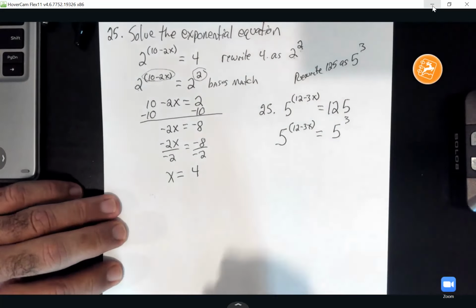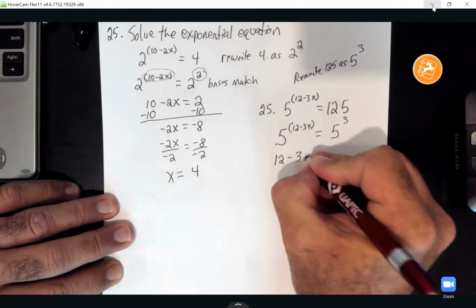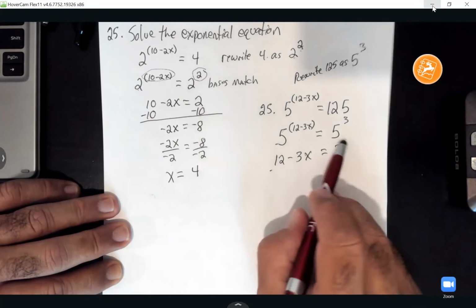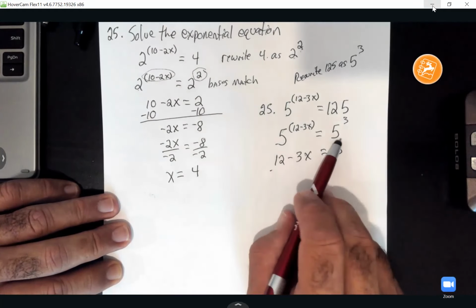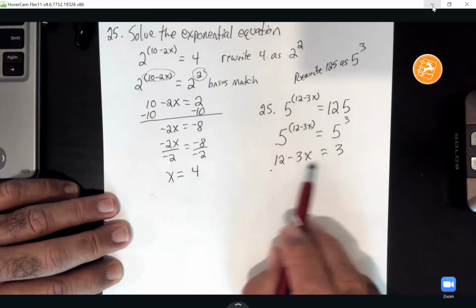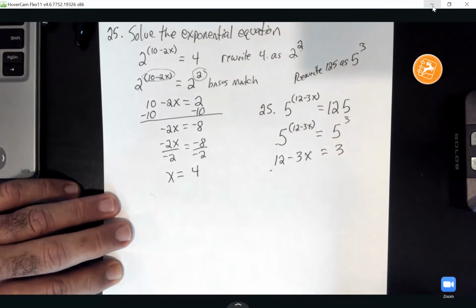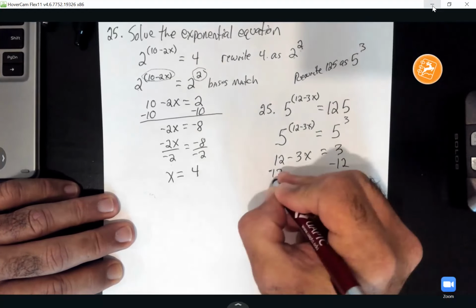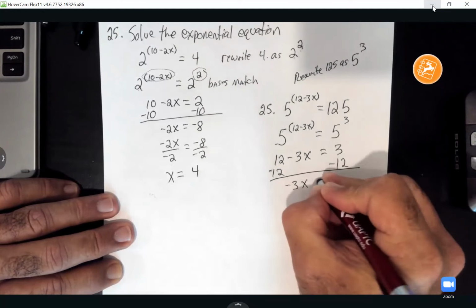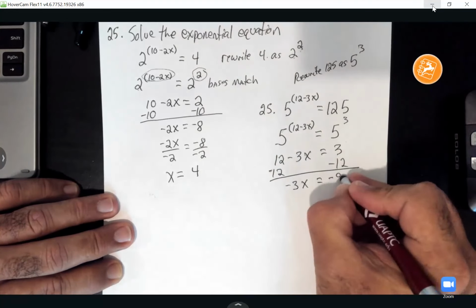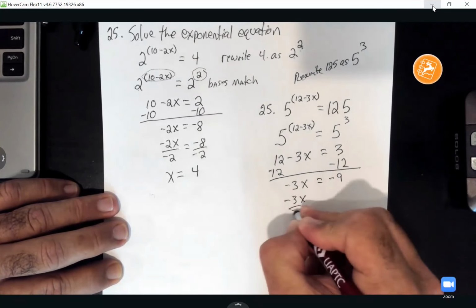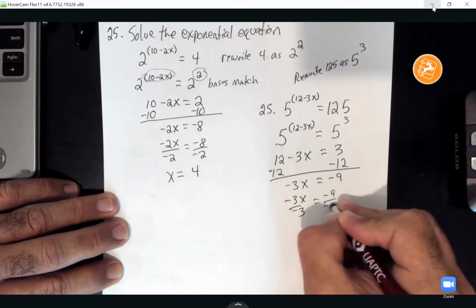I did 12 minus 3x equals 3. Perfect, because since these bases matched, those exponents were equal to each other. All right, now continue on. I subtracted the 12 from each side, and that got me negative 3x equals negative 9. There you go. And then I divided each side by negative 3, and that gave me x equals positive 3. Perfect.